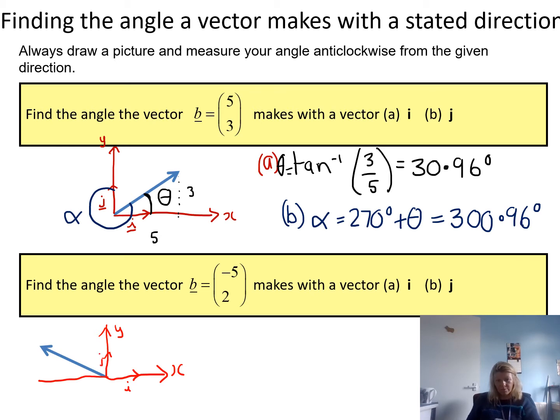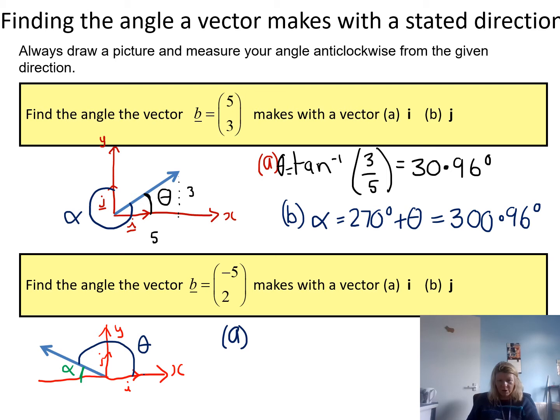Right, so for part A, we're doing it from the i-axis. We're going to go anti-clockwise. So it's looking at that, isn't it? Call that theta. So to get that, we really need to work out this little angle here first with our trig. It only works out little acute angles nicely.